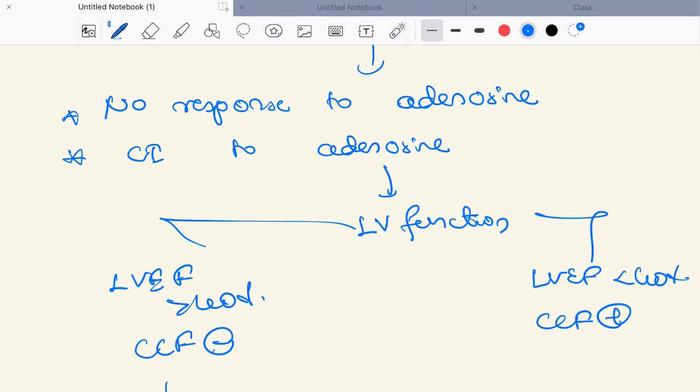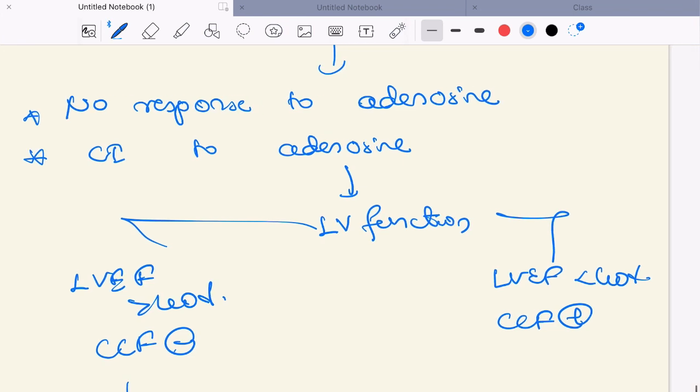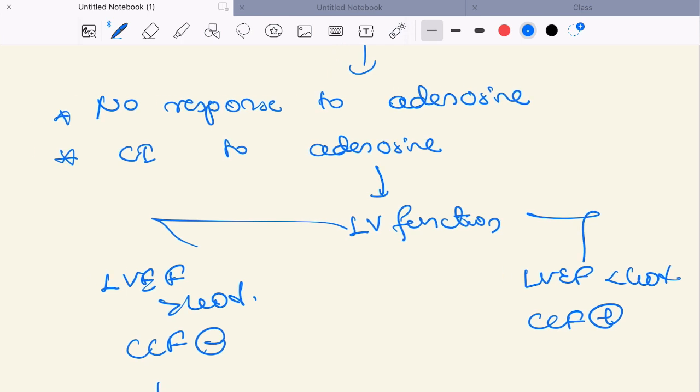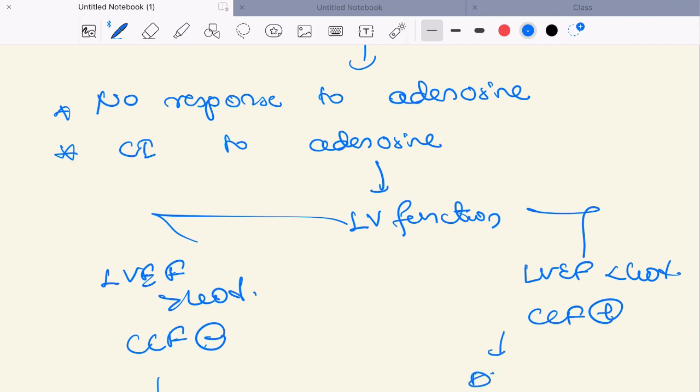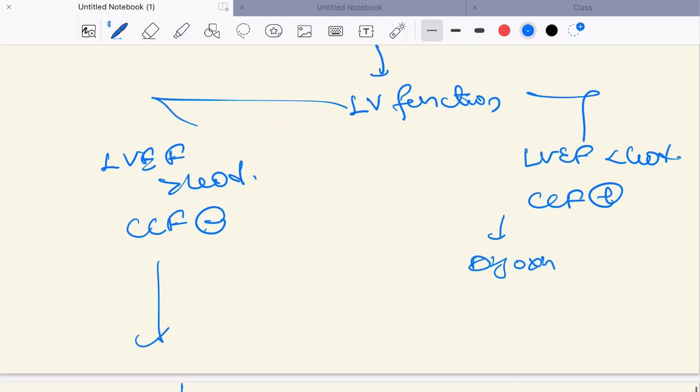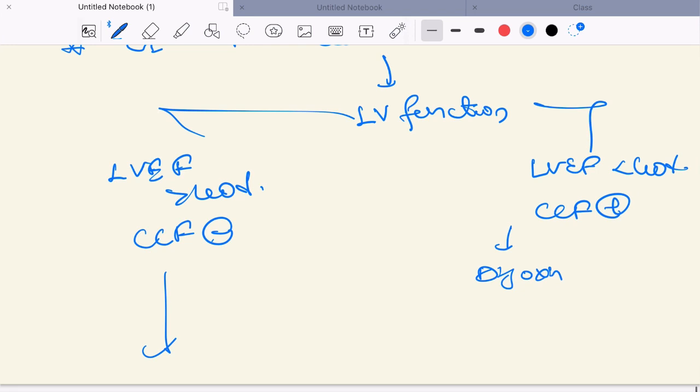If the LV function, that is left ventricular function, is preserved, what do I mean by preserved? LV ejection fraction more than 40% and no signs of cardiac failure. So that is preserved LV function. And if the patient has deranged or impaired LV function, like LV ejection fraction less than 40% and signs of cardiac failure, at that time you have to give digoxin.